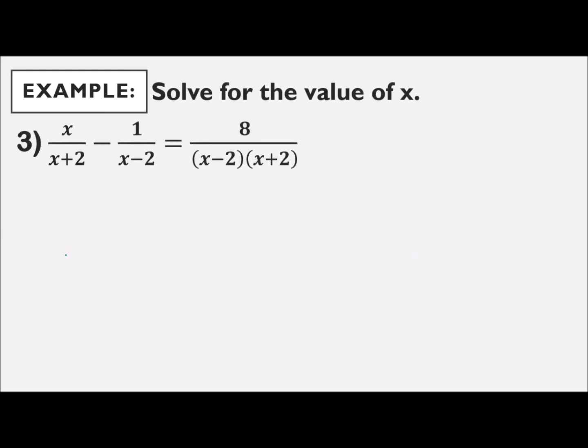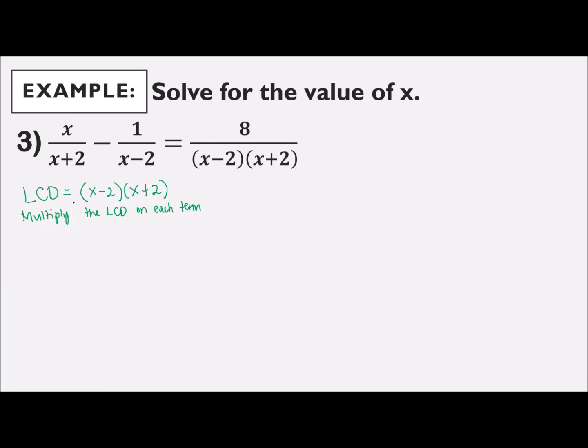Let's now have the next item. So, x over x plus 2 minus 1 over x minus 2 is equal to 8 over x minus 2 times x plus 2. Kunin ulit natin yung LCD. Kung mapapansin nyo sa mga denominators, x plus 2 tsaka x minus 2, parehas lang din naman. So, kunin natin parehas. Okay? And then, katulad ng nabanggit ko kanina, multiply the LCD on each term para matanggal natin yung mga denominators.